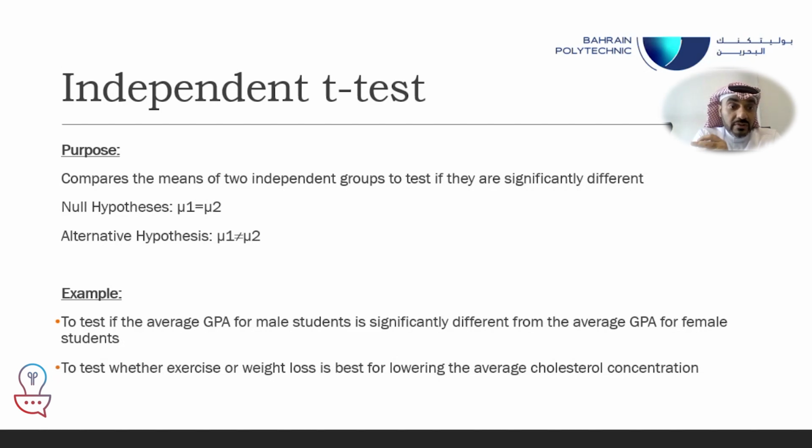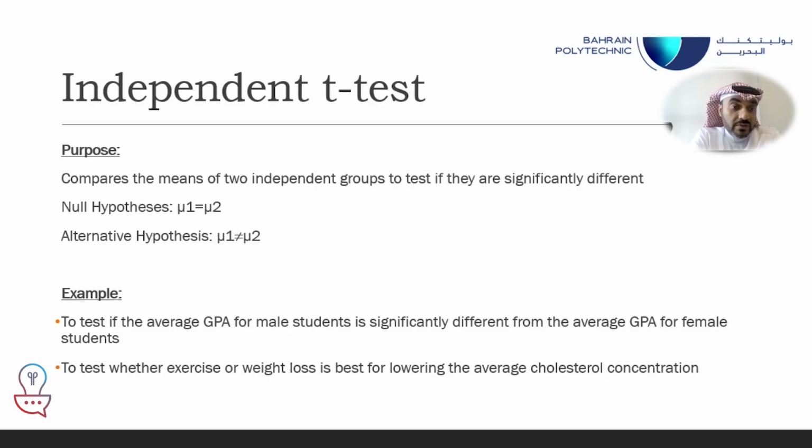An example of that: if you would like to test whether the average GPA of male students is significantly different from the average GPA of female students. We as academics usually ask ourselves, if I am teaching two groups, two classes, and I want to test whether their average performance in a test is significantly different. So in that case, I'm going to use the independent t-test.